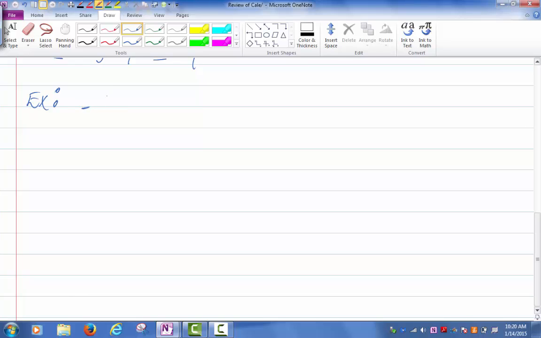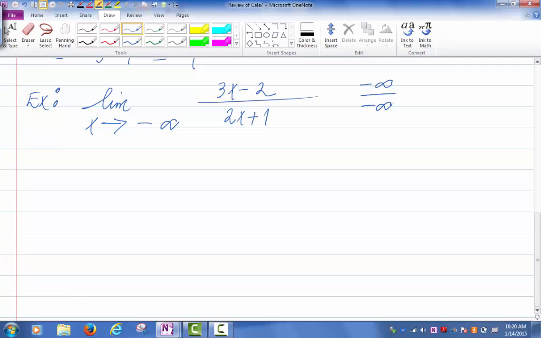Let's say I have the limit as x goes to negative infinity of 3x minus 2 over 2x plus 1. What's the limit now? Yeah, as x goes to negative infinity, the numerator goes to negative infinity, the denominator goes to negative infinity. Does it tell me what the limit is? Yeah, it doesn't tell me what the limit is, right? Yeah. Go ahead.